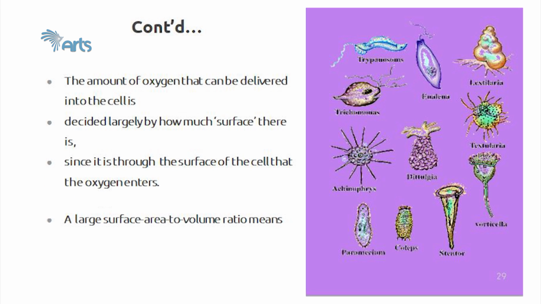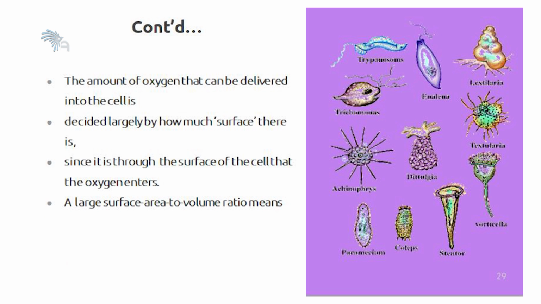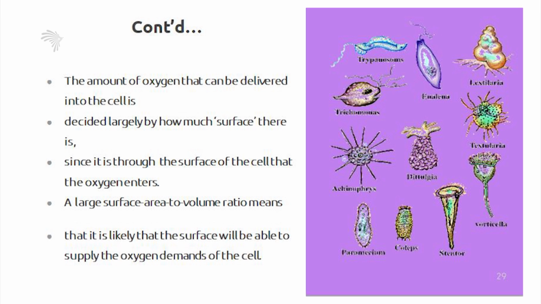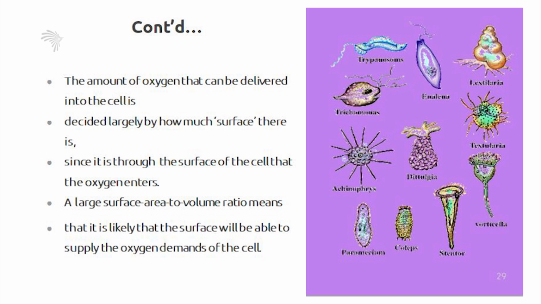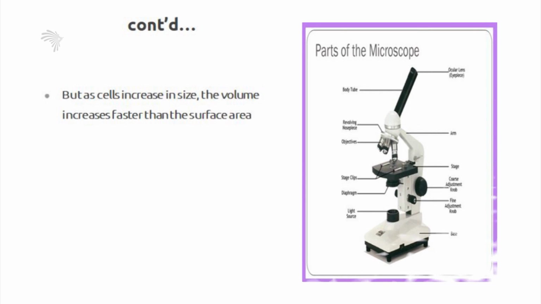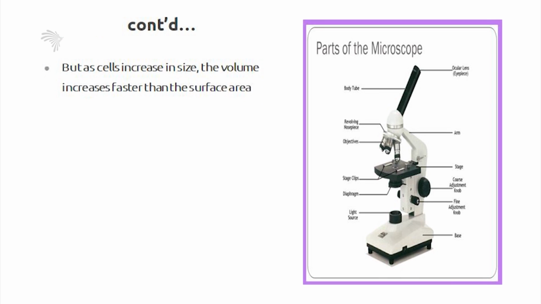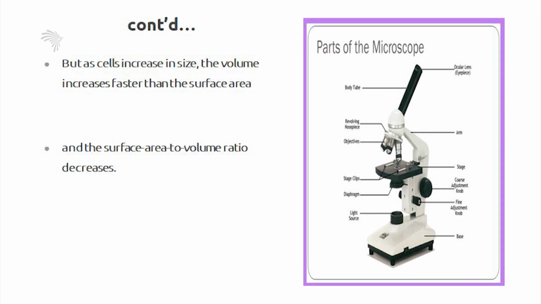A large surface area to volume ratio means that it is likely that the surface will be able to supply the oxygen demand of the cell. Here you have different cells, but as the cell increases in size, the volume increases faster than the surface area, obviously, and the surface area to volume ratio decreases.